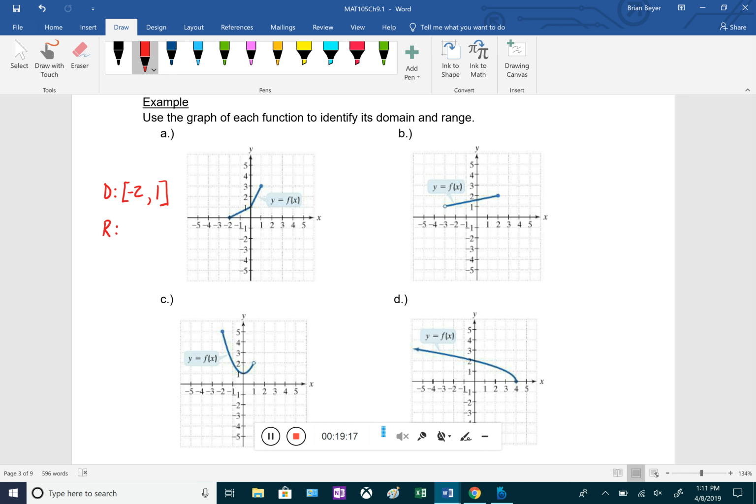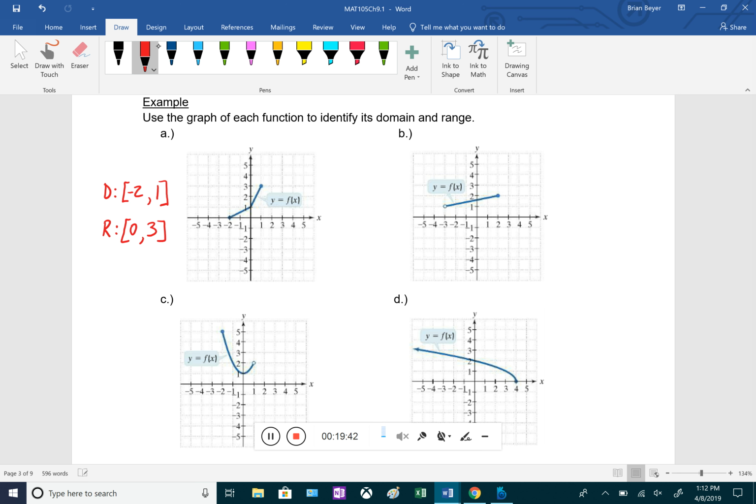For the range, we're going to scan bottom to top. So it starts existing right here. We have to remember we're using the y values only. So that's at y equals 0. It's a filled in circle, so it's a closed bracket. And then it stops right here at 3. That is the y coordinate for where it stops. So the range is from 0 to 3.